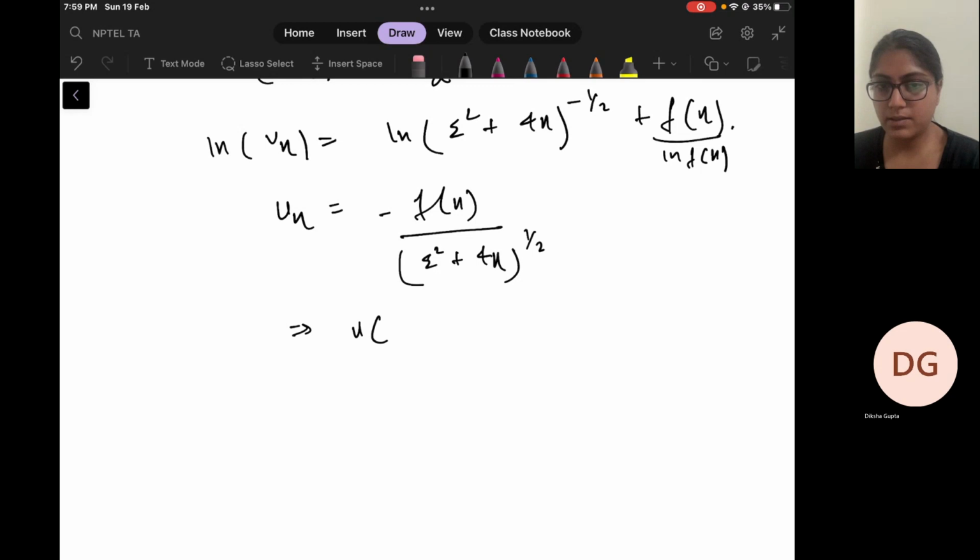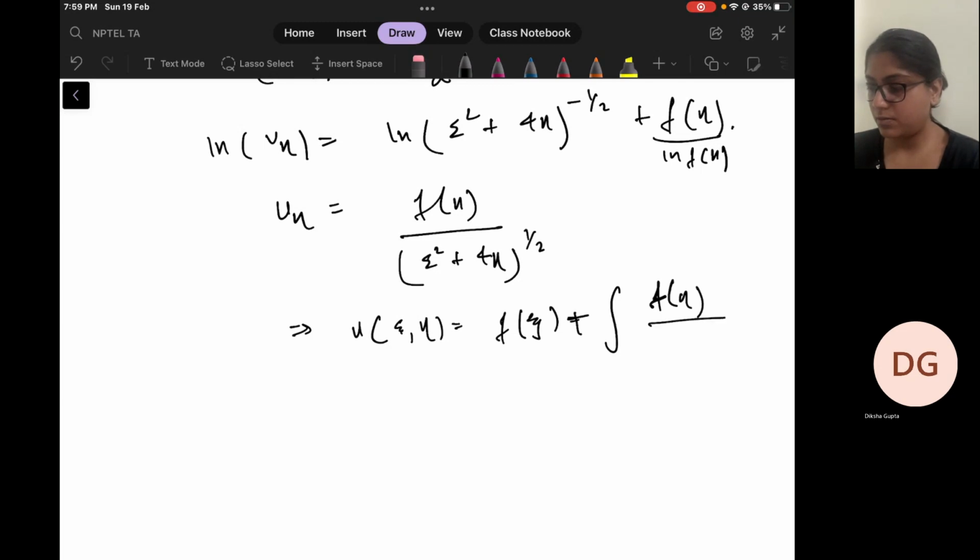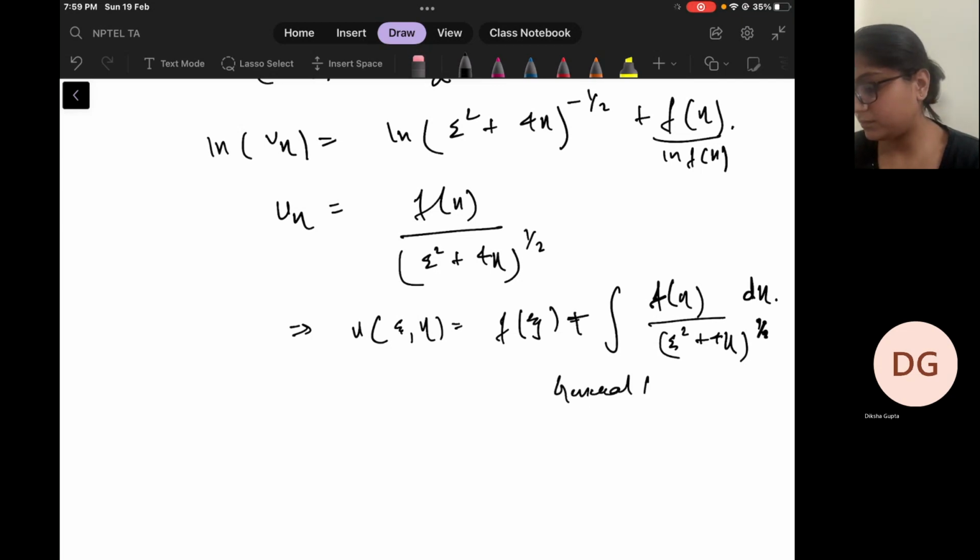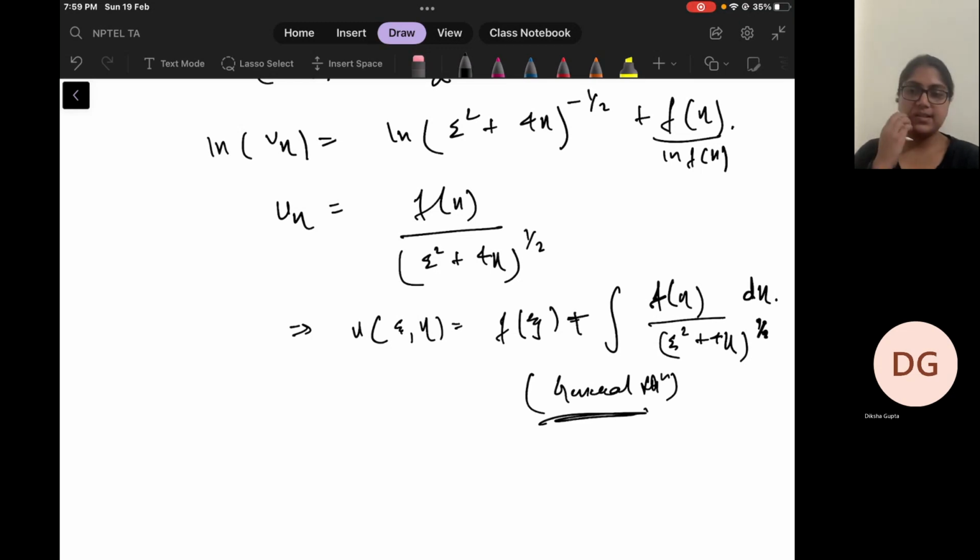So again if we integrate, with some function of epsilon plus some function of eta, right? This is a general solution.